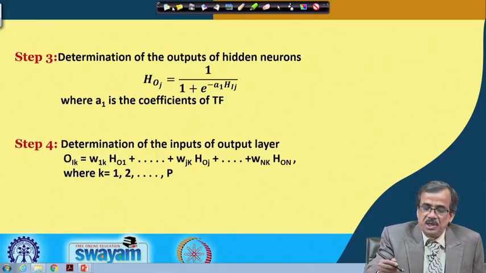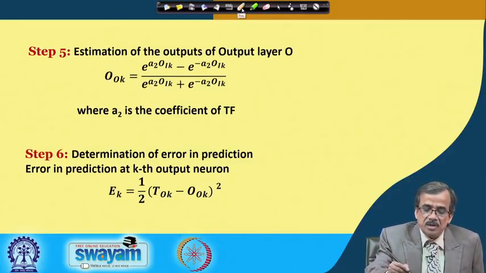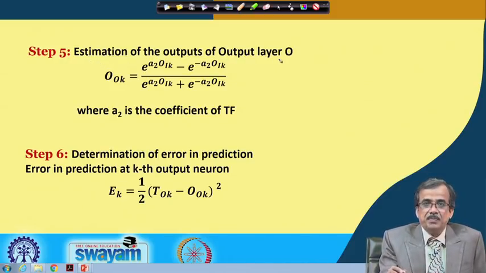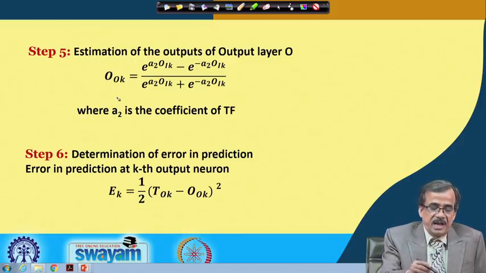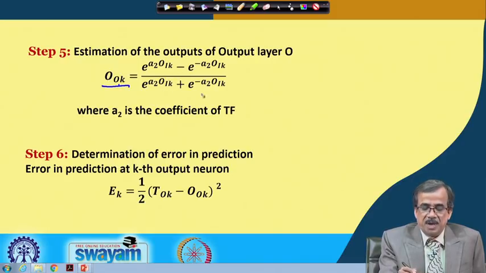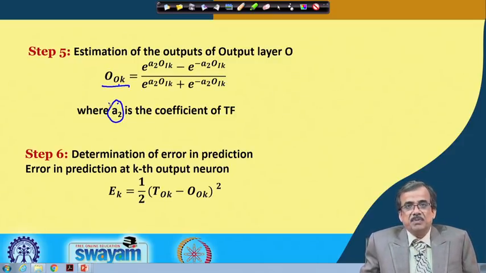Now, this is the way you can find out the inputs of the output layer. And once you have got the input of the output layer, in step 5, we allow this particular input to pass through the transfer function, and you will get OOK, which is nothing but (e raised to the power a2 OIK minus e raised to the power minus a2 OIK) divided by (e raised to the power a2 OIK plus e raised to the power minus a2 OIK), and this a2 is nothing but the coefficient of the transfer function.